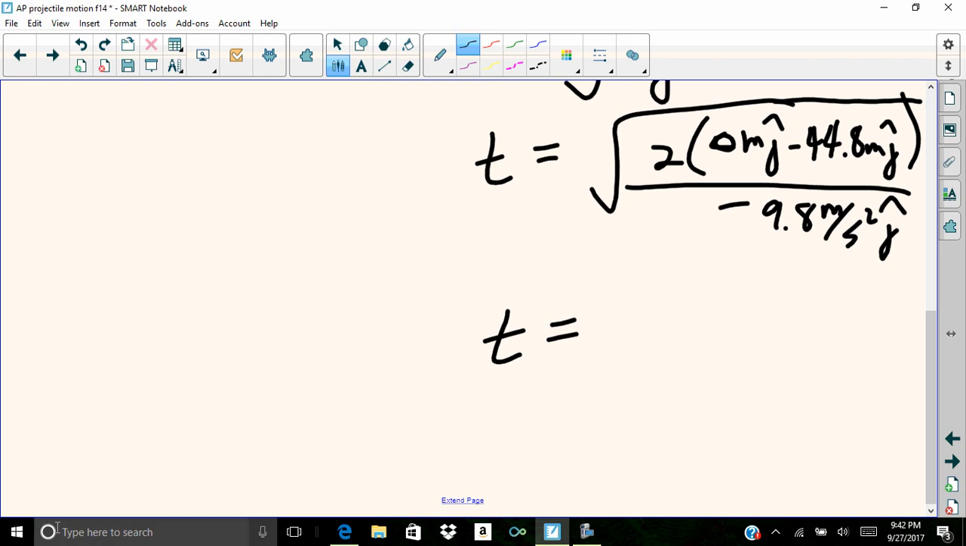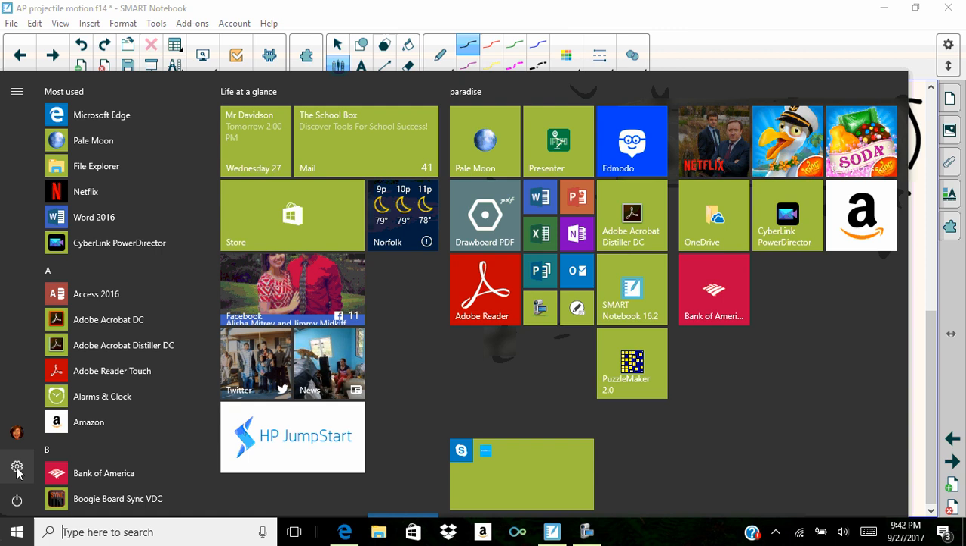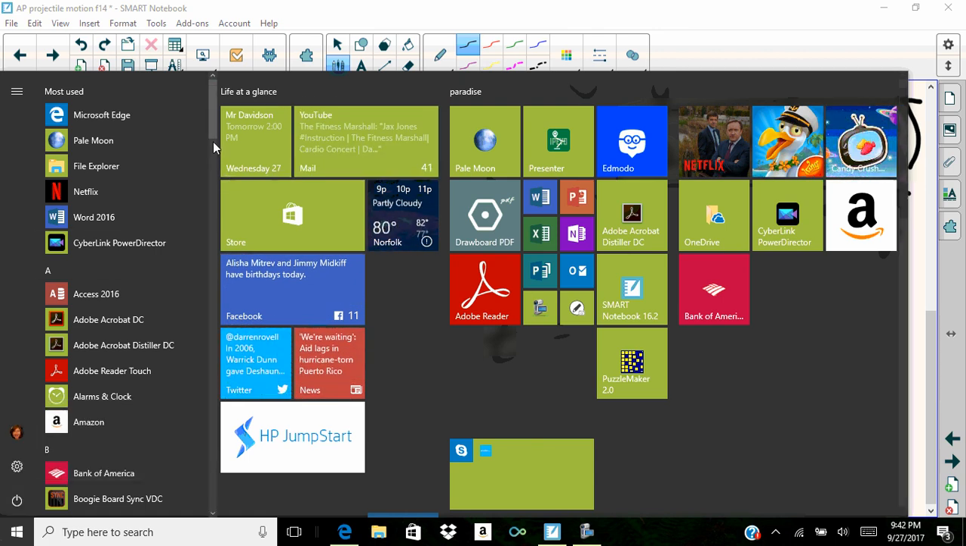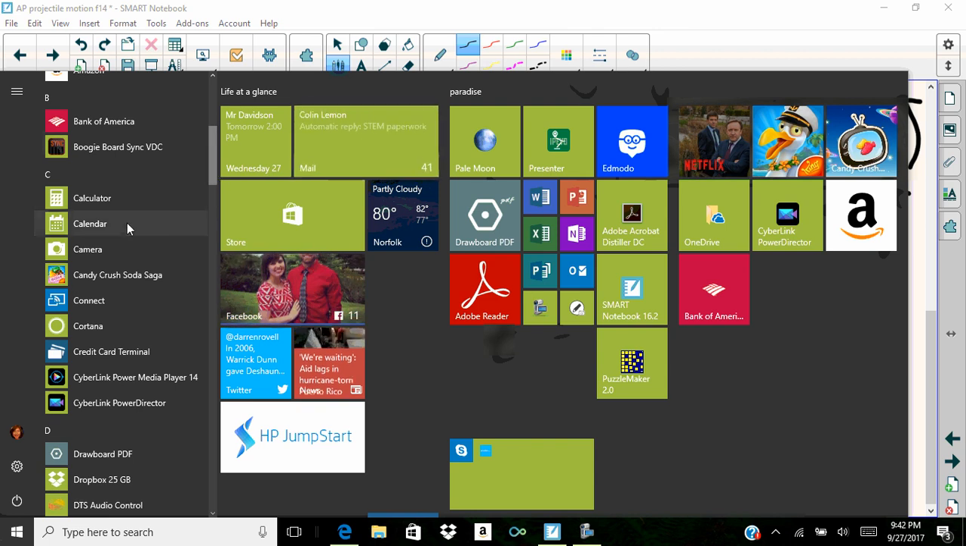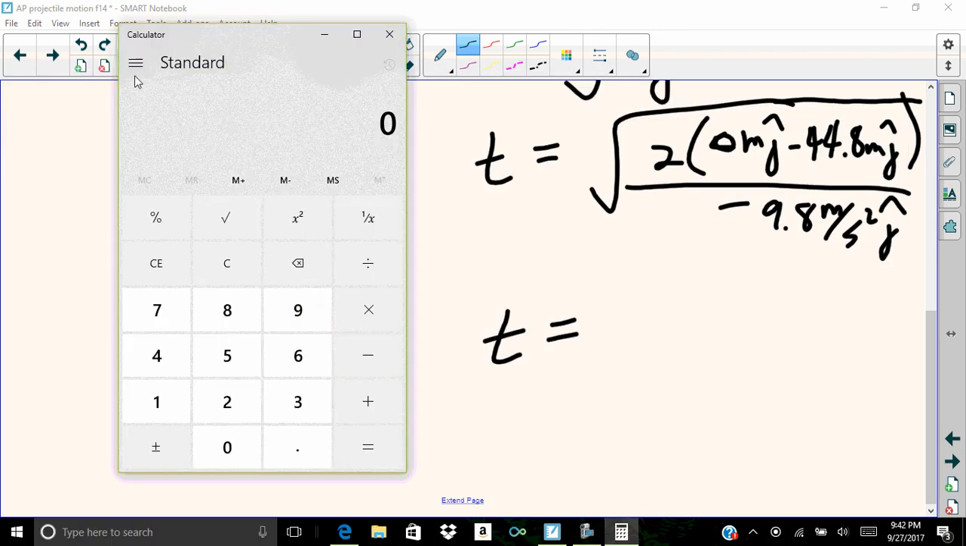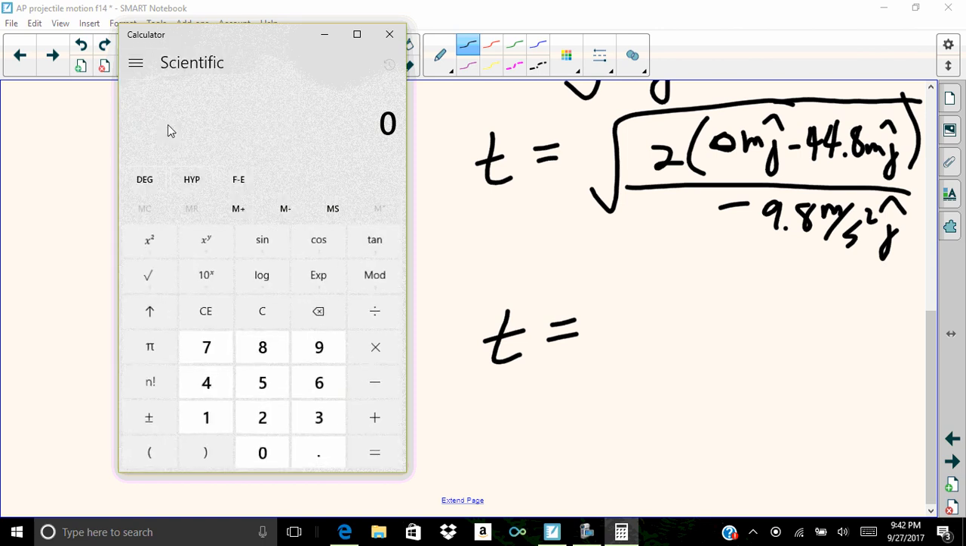Okay, I'll be honest, I don't have a calculator, so I'm going to have to use my computer calculator. Sorry, you're going to have to see all my facey stuff. There we go. Oh, there we go. I need scientific.